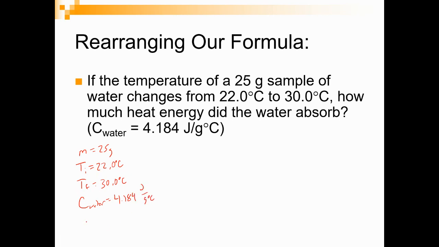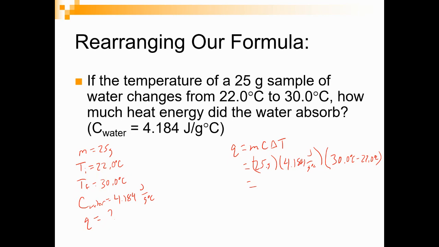The problem's asking us how much heat did the water absorb. So we're just going to use our new arrangement of the equation. You could use the old arrangement, but that would require more algebra. So we can use the new arrangement. Q equals mcΔT. We can plug in each of our values: 25 grams times specific heat, 4.184 joules per gram degree Celsius. And change in temperature means T final minus T initial. So make sure you put them in the right order. T final minus T initial.